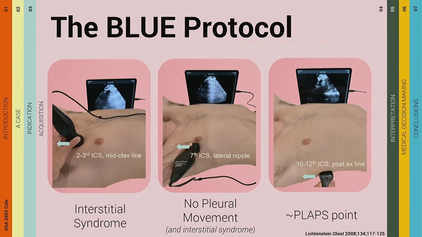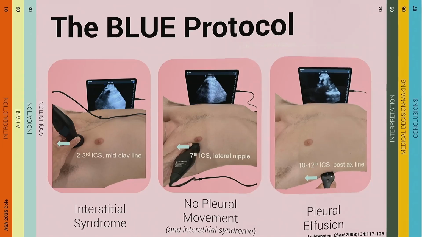If you go directly posterior from that lower blue point, you'll get to the posterior lateral alveolar pleural syndrome point, the PLAPS point. You'll see that I put a little squiggly because this is not exactly the PLAPS point. Where I like to go is a little bit caudad to that so I can see the liver in my view as well. And that's where you'll look for pleural effusion.